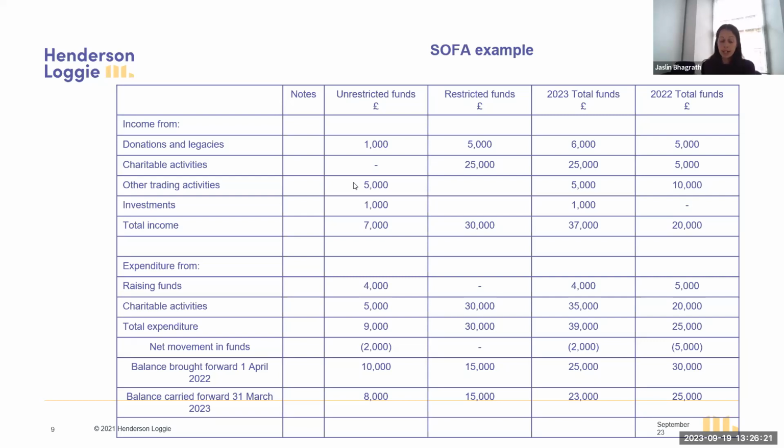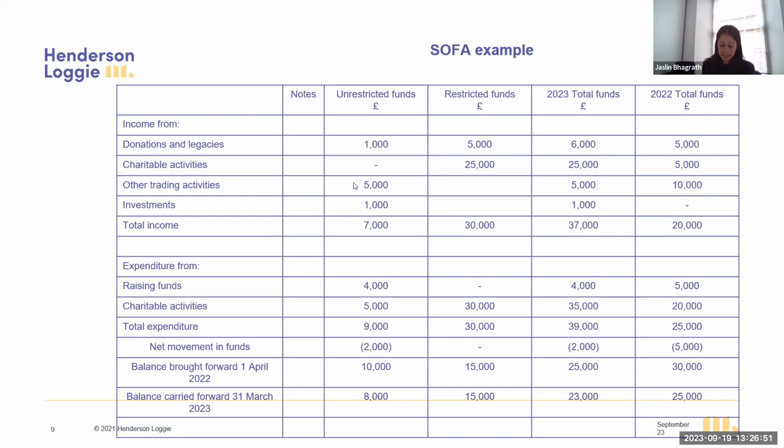So in terms of your income, the four main income headings are, first, donations and legacies. In here, you would expect to see general donations that a charity's received, either from individuals, corporate bodies, charitable trusts, and also grants that have been received and are used for a general nature.